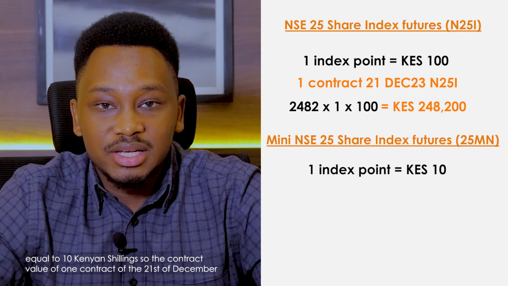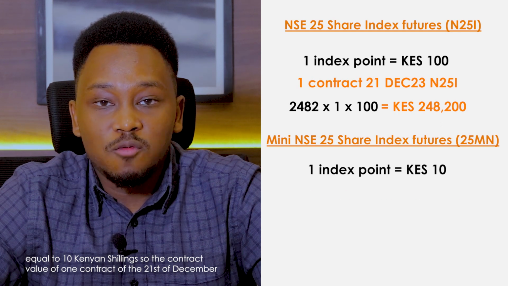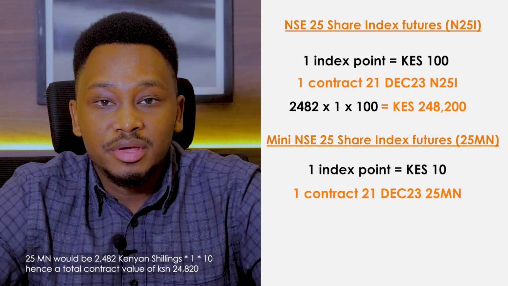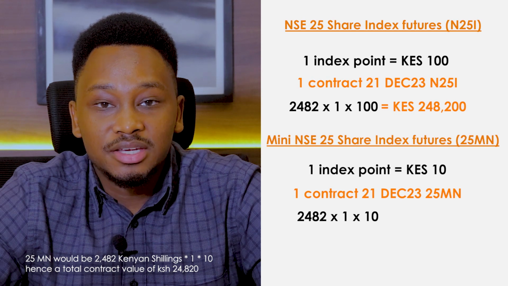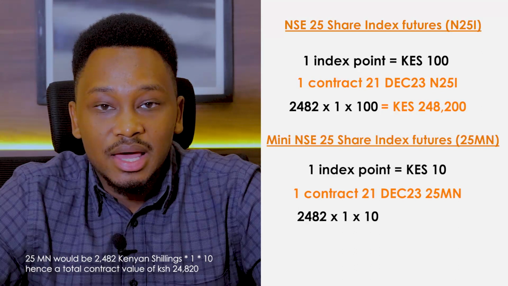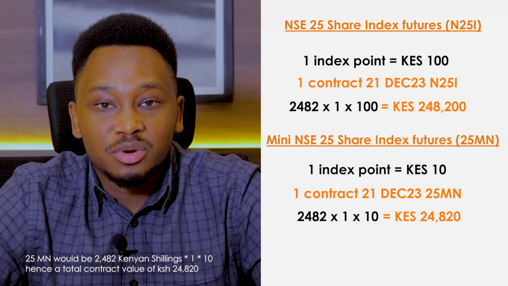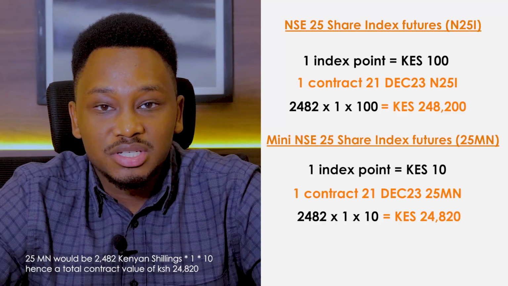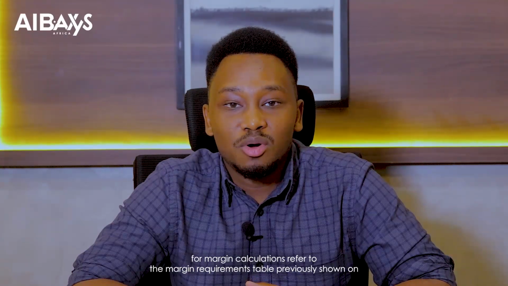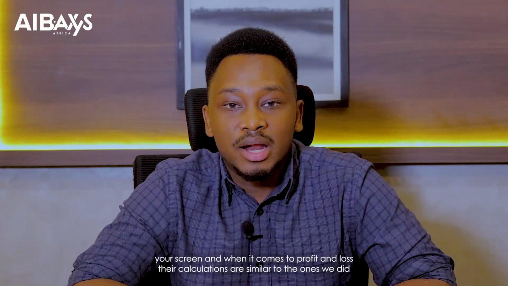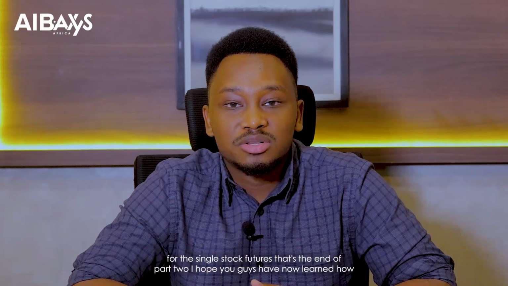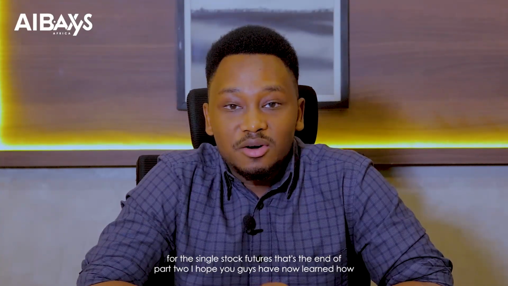For the mini NSE 25 share index futures contract, that's MN, one index point is equal to 10 Kenyan shillings. So the contract value of one contract of the 21st of December 25 MN would be 2,482 Kenyan shillings times 1 times 10. Hence, a total contract value of 24,820 Kenyan shillings. For margin calculations, refer to the margin requirements table previously shown on your screen. And when it comes to profit and loss, the calculations are similar to the ones we did for the single stock futures. That's the end of part 2.